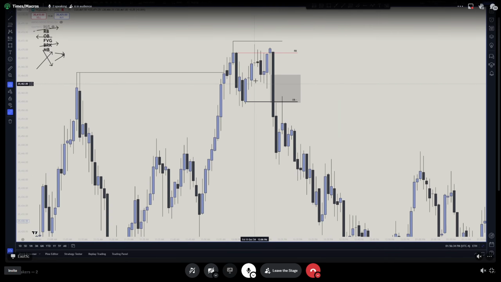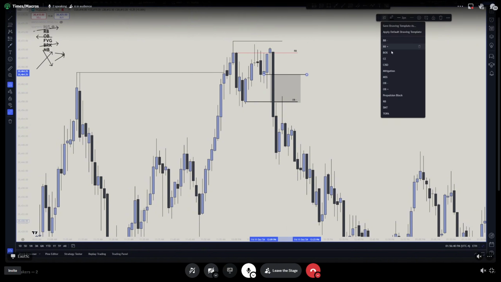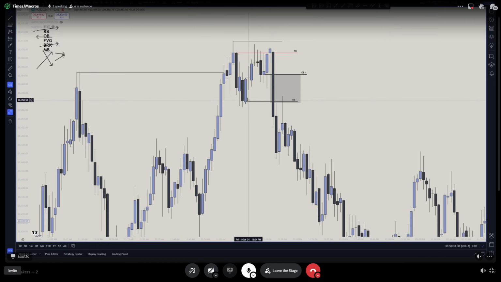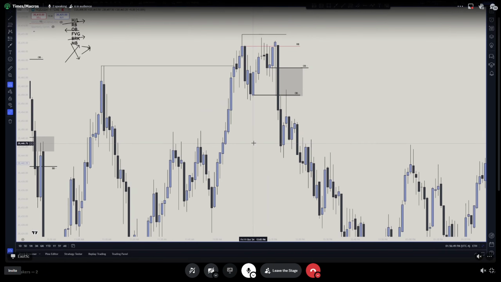Order block, fair value gap. This was very strong displacement. So usually I would wait for the order block to be hit before the fair value gap. But if the fair value gap is inside the order block, just like the breaker block, I'm okay with it. Not too big of a deal, right?